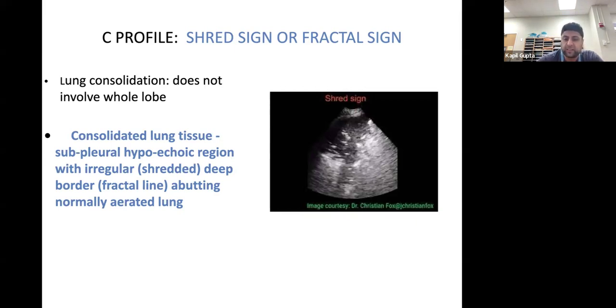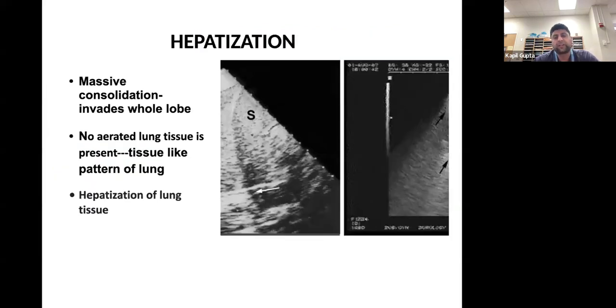On the left side, we have on the topmost, the black tissue is the consolidation, and below that we have the healthy lung. Or in the stage 4, that was stage 3 of consolidation. In stage 4, you have something known as hepatization, that is massive consolidation involving whole of the lobe of the lung. No aerated lung tissue is present. There is tissue-like pattern of the lung, and this is known as hepatization of the lung, as shown in this picture.